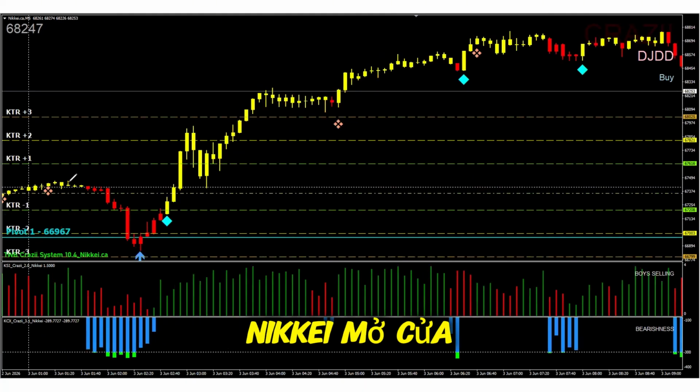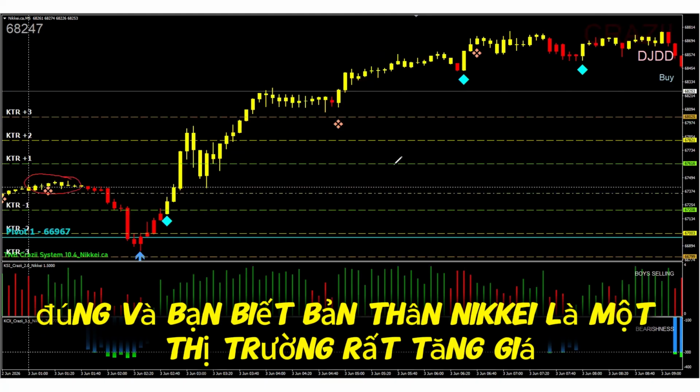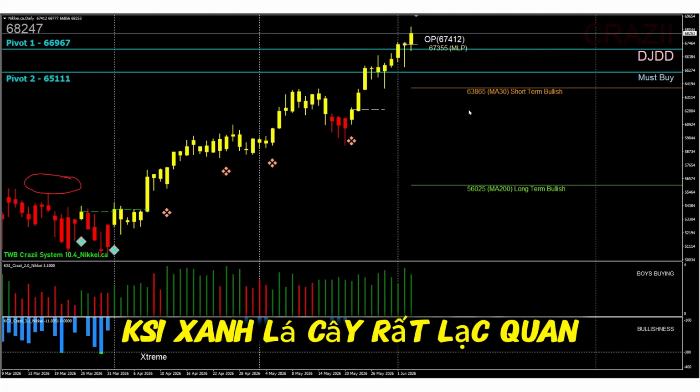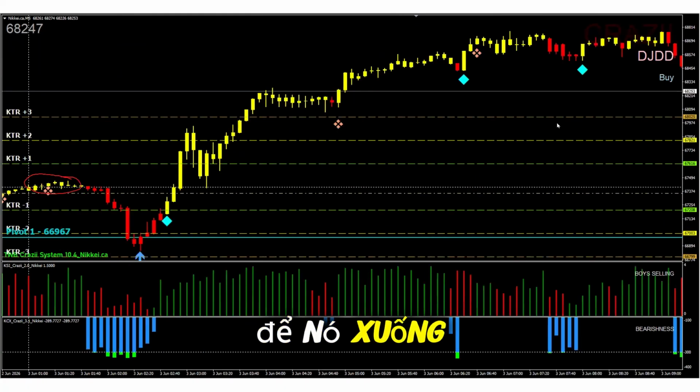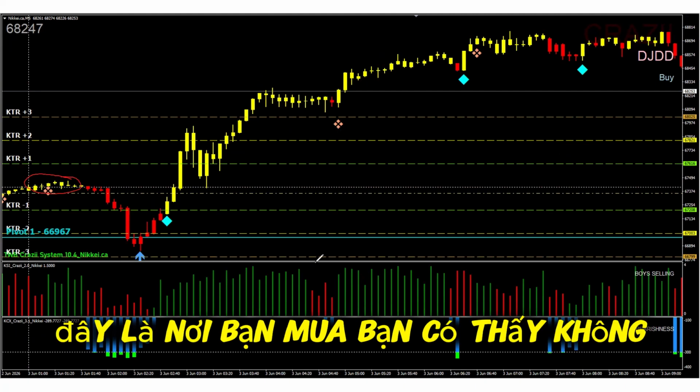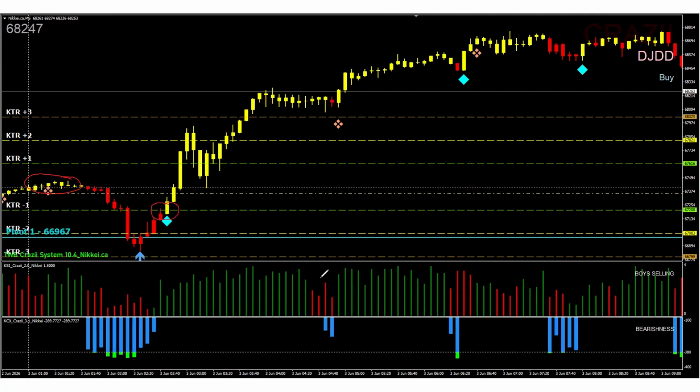The Nikkei opens, and you know Nikkei itself is a very bull market. Very bull. KSI green, very bullish. So of course the strategy will be to let it come down to KTR -1, -2, -3. Once it hits -1, -2, -3 and U-turns, where is a buy? Here. This is where you buy. The market basically broke OP, broke KTR -1, KTR -2, and almost KTR -3, and then stopped there.